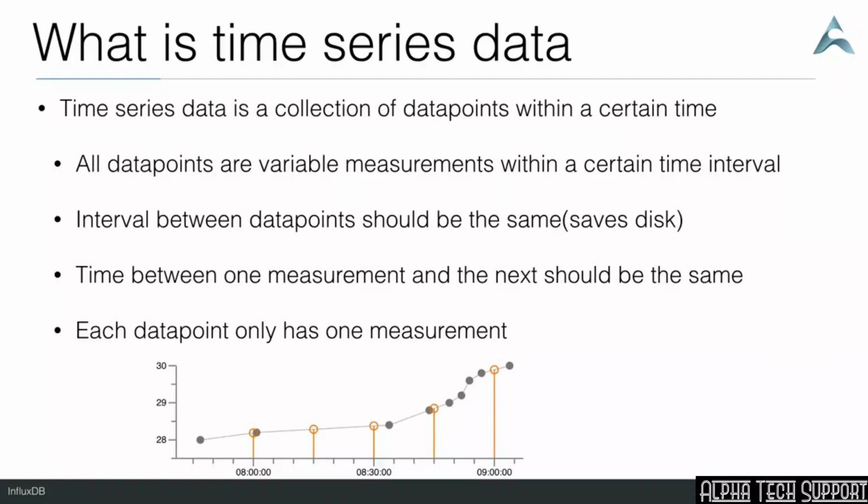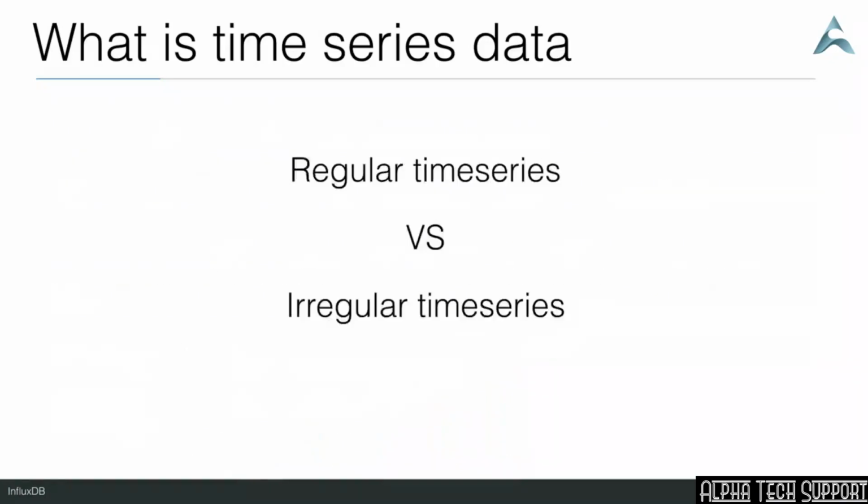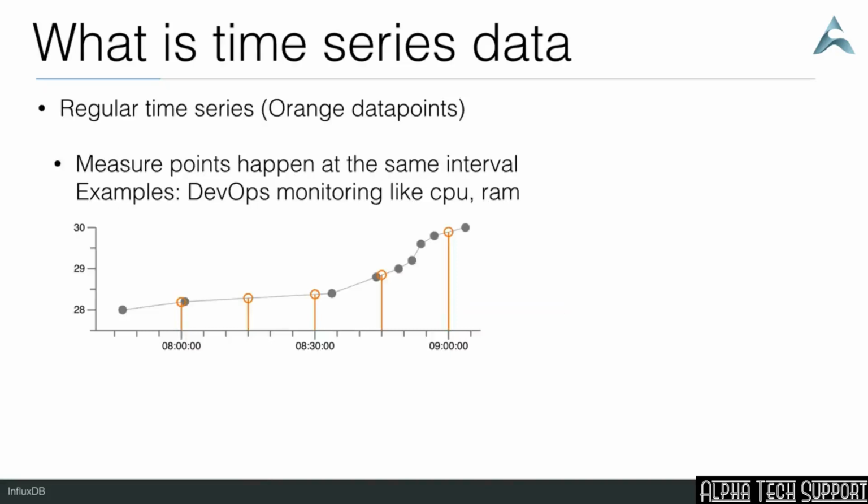Each data point only has one measurement, and this is important, but I will explain it to you later on. Regular time series versus irregular time series. Regular time series, the orange data points, are measurement points happening at the same interval, like DevOps monitoring like CPU, RAM, stock data, and so on.